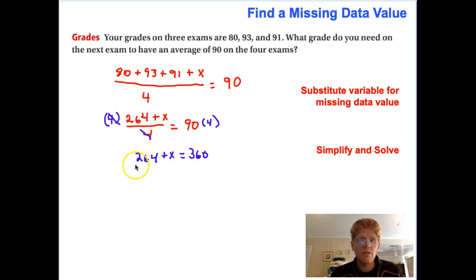And we're almost done. We can just subtract 264 over here, then subtract 264 over here to keep it balanced, right? That'll cancel that out, and x will be equal to 360 minus 264, which is 96. And that is our value. That would be the score that we would need to make sure we have an average of 90 on the 4 exams. It's a pretty practical application of a problem for students.